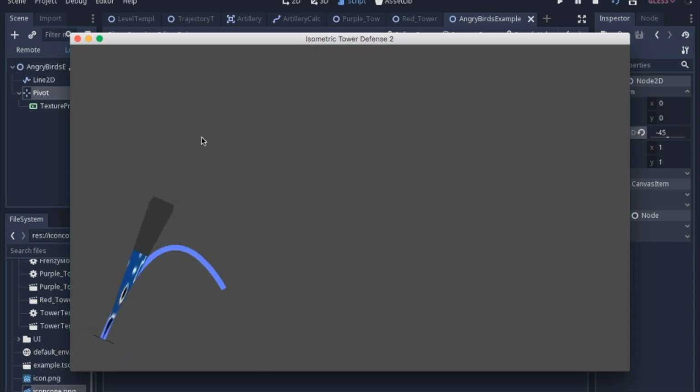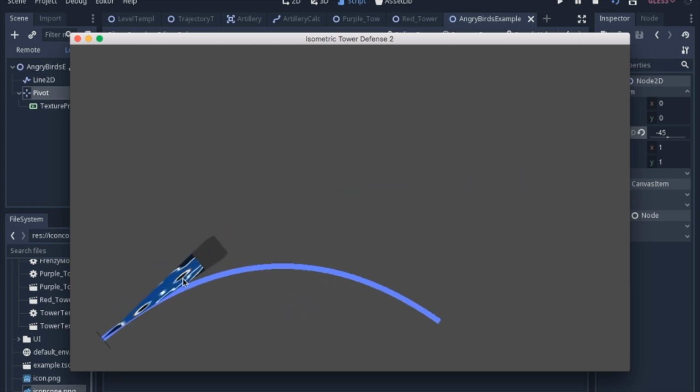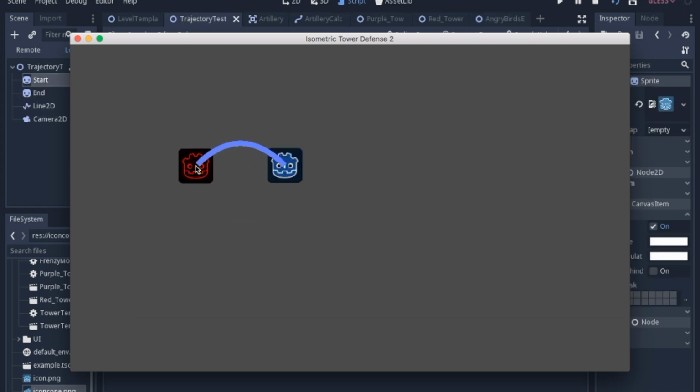First of which is going to be an Angry Birds trajectory. It's just going to have the angle and the speed based on this little UI here, and then we will calculate the trajectory. Next, we're going to calculate the trajectory based on an angle and a point. So the point is going to be this red Godot icon, and we can move it to wherever we want, and it's going to calculate the speed and the time that it takes this projectile to get there.